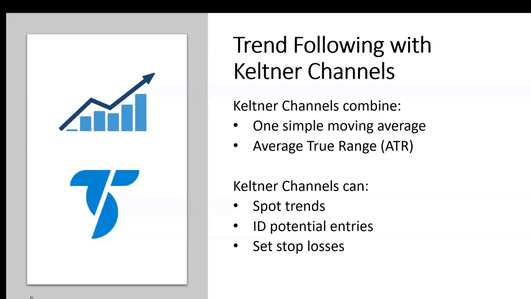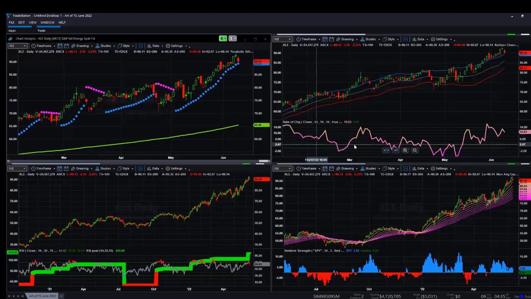Now, you guys can Google how these other things work, like average true range, but it basically projects likely movements based on historical movement. And this can be good for spotting trends, to find potential entries, and to set potential stop losses. So now let's take a look over at the workspace.